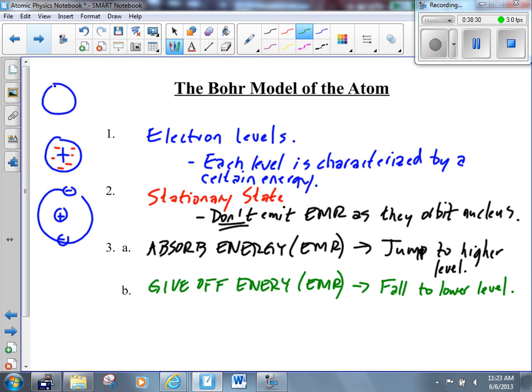Okay? Electrons, when they absorb energy, they go to a higher level. When they give off energy, when they emit photons, they're going to a lower level. Now, all of this stuff is in addition to what Rutherford said about the atom. Okay, we're not discounting the idea of that small, dense, positively charged nucleus. We're not discounting the idea of the electrons orbiting the nucleus. We're building on that. Okay, we're refining that. That makes sense?